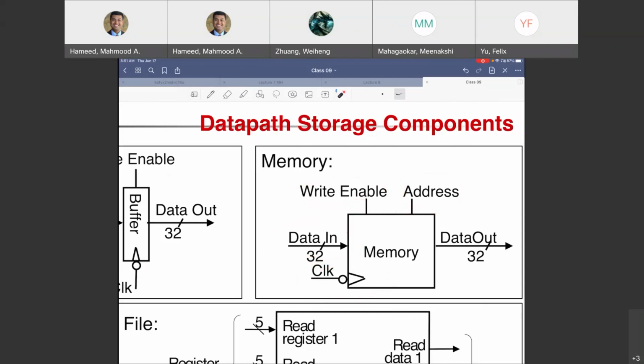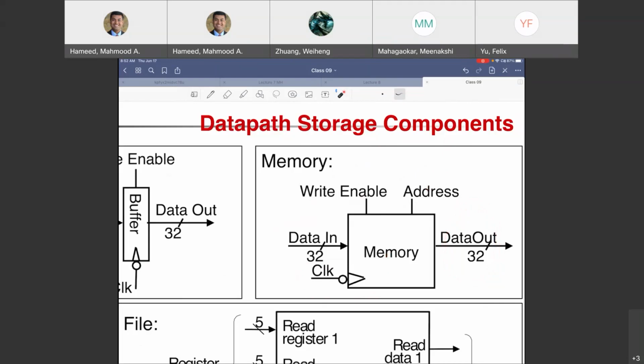Now, when you want to read it, what do you need to do? What do you need to do when you want to read memory? Disable write, provide the address of where you want to read, and once you read that, the contents of memory will go into a memory buffer register or memory data register, which will be available on this data out, 32 bits.